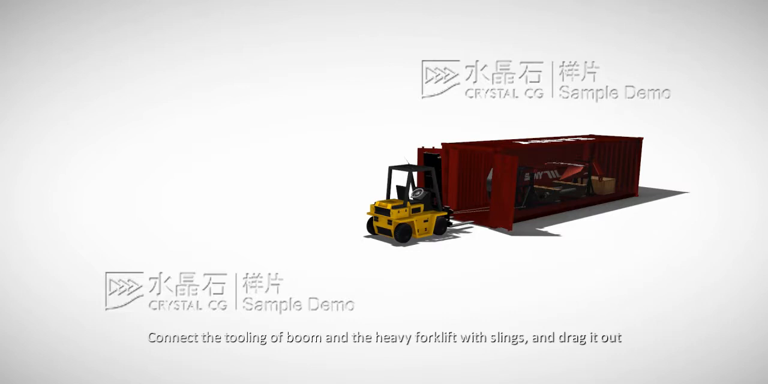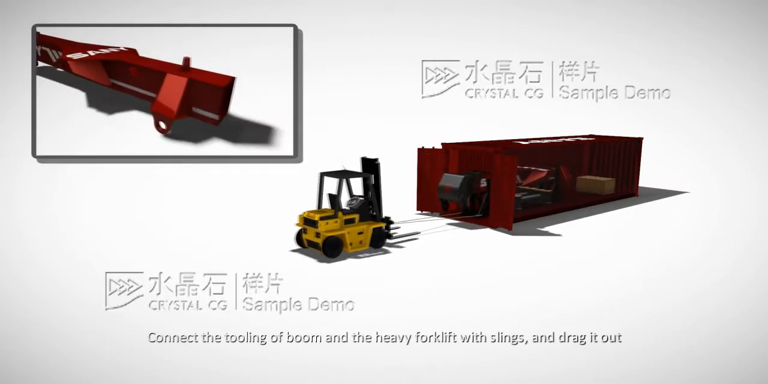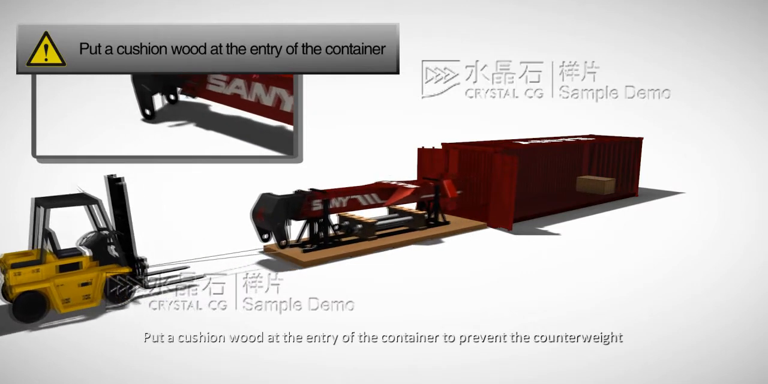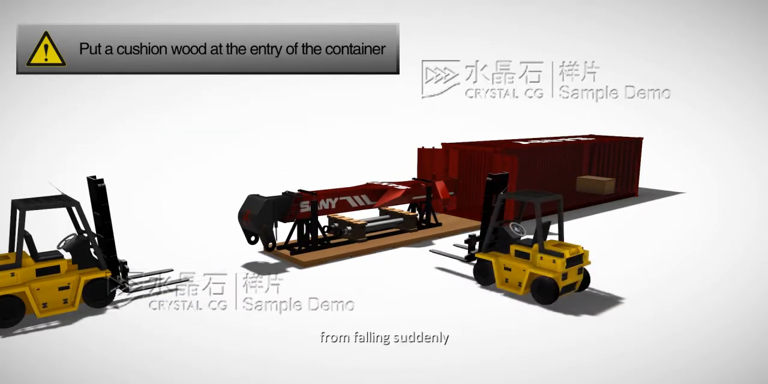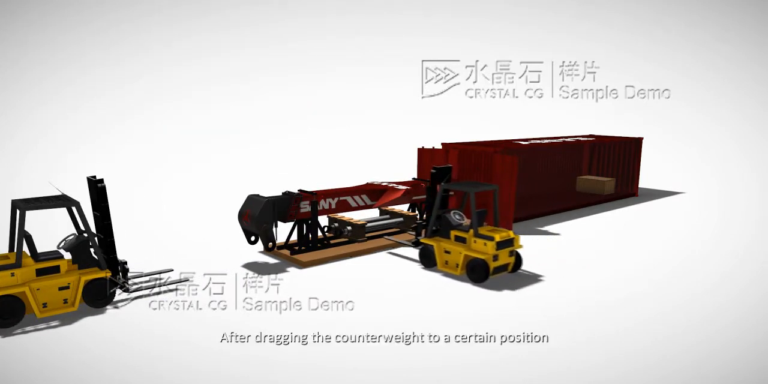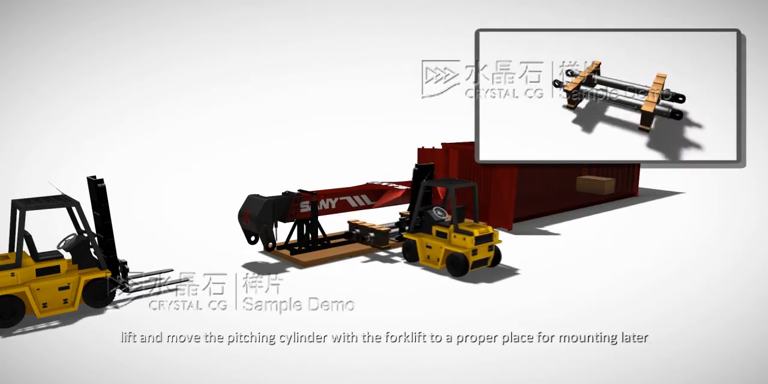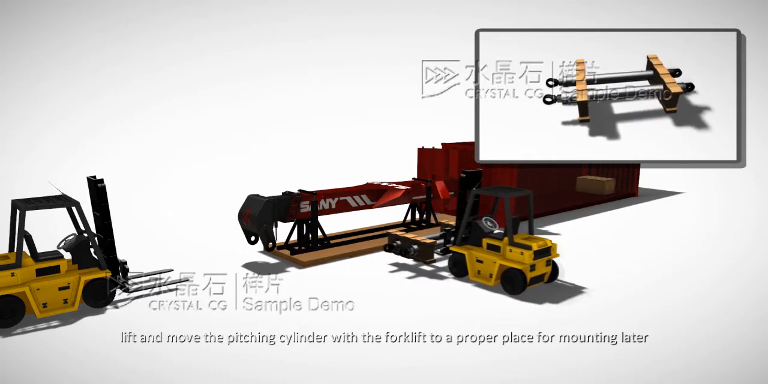Connect the tooling of the boom and the heavy forklift with slings, and drag it out. Put a cushion wood at the entry of the container to prevent the counterweight from falling suddenly. After dragging the counterweight to a certain position, lift and move the pinching cylinder with the forklift to a proper place for mounting later.